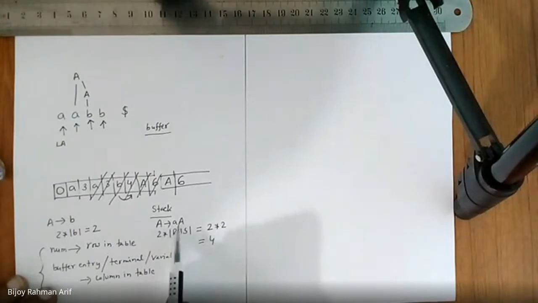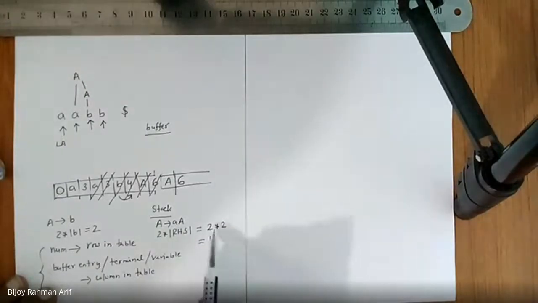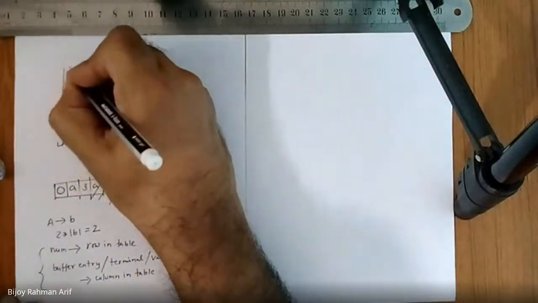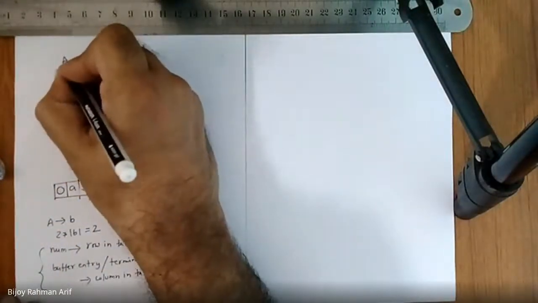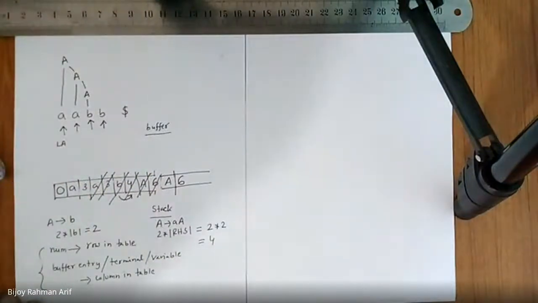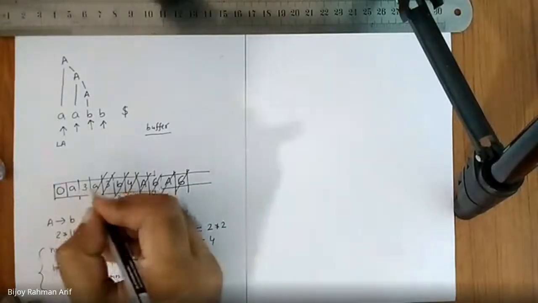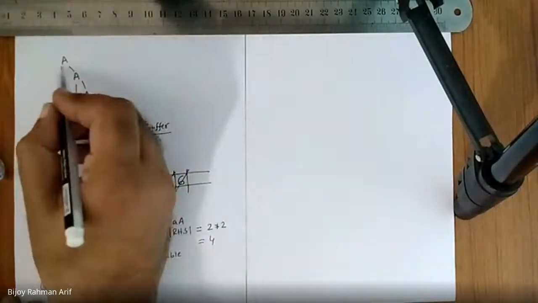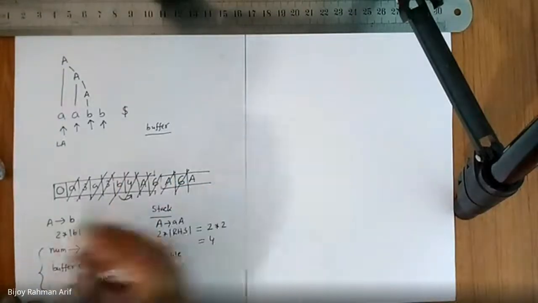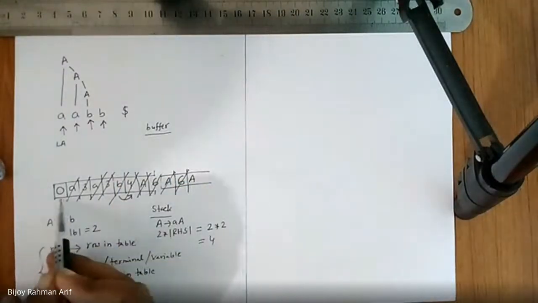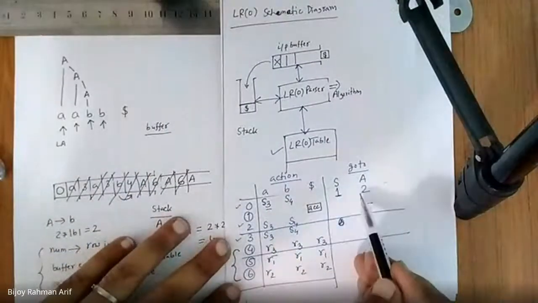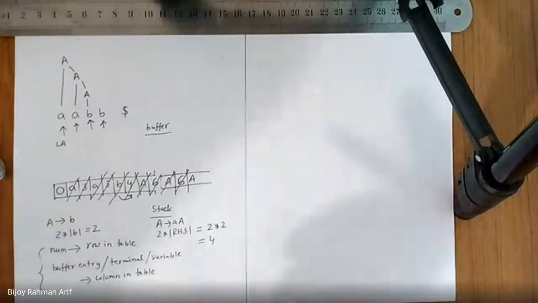So A derives small a, capital A. So 2 into RHS, 2 stars, 2 equal to 4. So this A and this capital A would become A. Now, how many entries do I have to pop out? 4 entries. So 1, 2, 3, 4. Which one am I going to push? Pushing this A. Then what is just before A? 0. 0 seeing A, where should it go? 0 seeing A should go to state number 2.